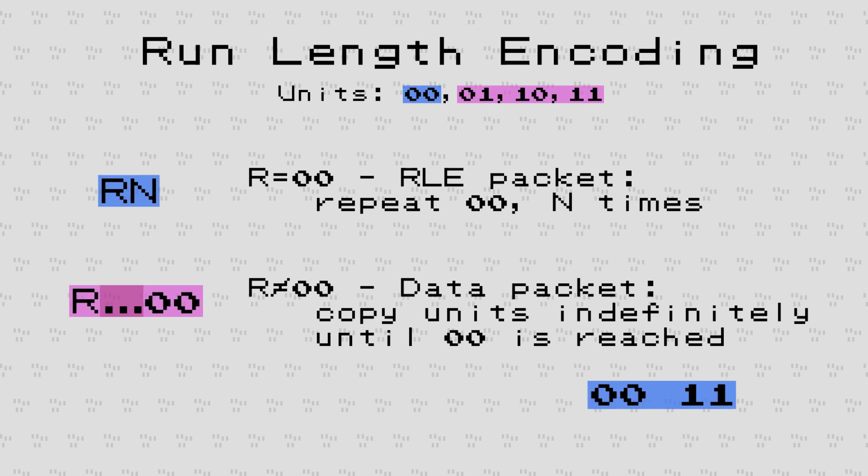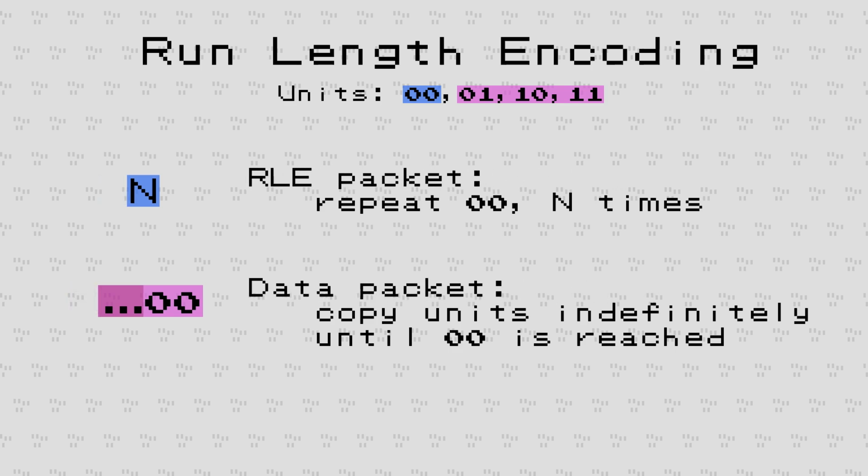This means that the packets don't even have to identify what type they are, other than the very first packet. The decompression routine can just rely on the fact that once an RLE packet is done being processed, the next packet will be data and vice versa.